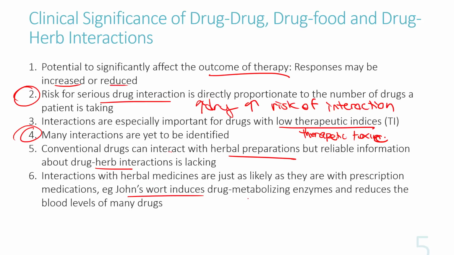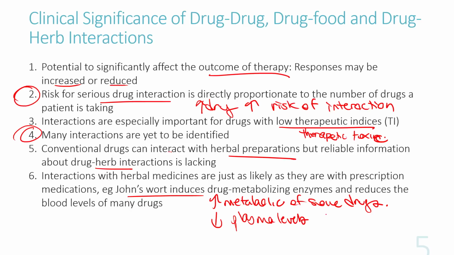An example of a drug-herb interaction is St. John's wort, which induces drug metabolizing enzymes and basically causes an increase in the metabolic rate of some drugs. So what happens is they're metabolized to an inactive compound, which decreases the plasma levels and might lead to a decrease in therapeutic effect.